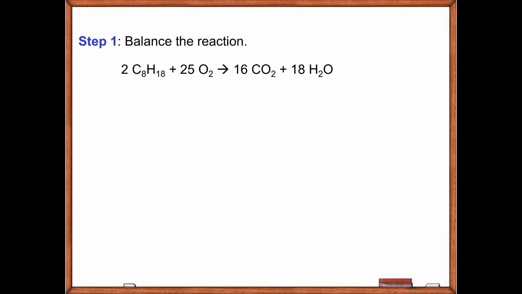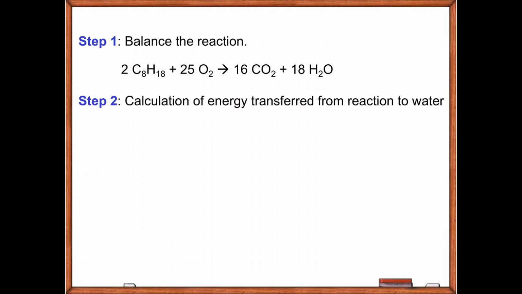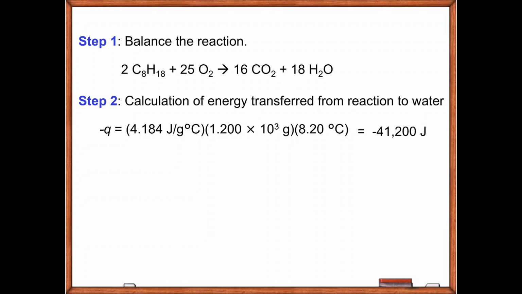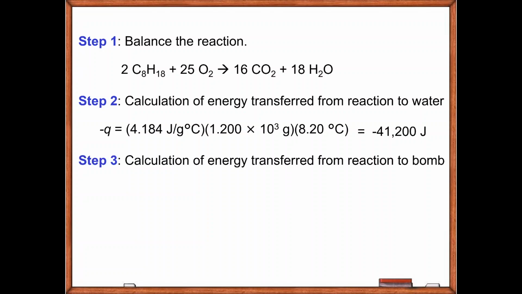That was covered in the gases chapter, so we should be familiar with that. Then we want to calculate the energy transferred from the reaction to the water. We're going to do that just with our Q equation. So Q is equal to the specific heat of water times the mass of water times the delta T, just like we did before. So how much energy is transferred from the reaction to the water? Well, minus 41,200 joules.